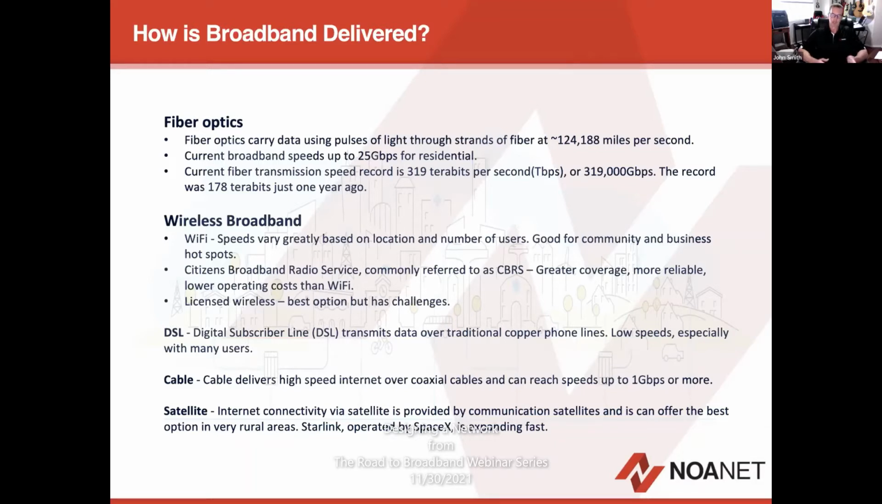And then Chris talked about satellite. In the past, we had Hughes satellite and others. It was really slow, really laggy, very expensive, but that's changing. As he mentioned, Starlink, which is operated by SpaceX, which is owned by Elon Musk, is expanding at a pretty fast rate. It has much lower latency. It's in low Earth orbit and is a really good solution for very, very rural areas that have no other options. So we'll start hearing more and more about Starlink as they get more satellites up in orbit.